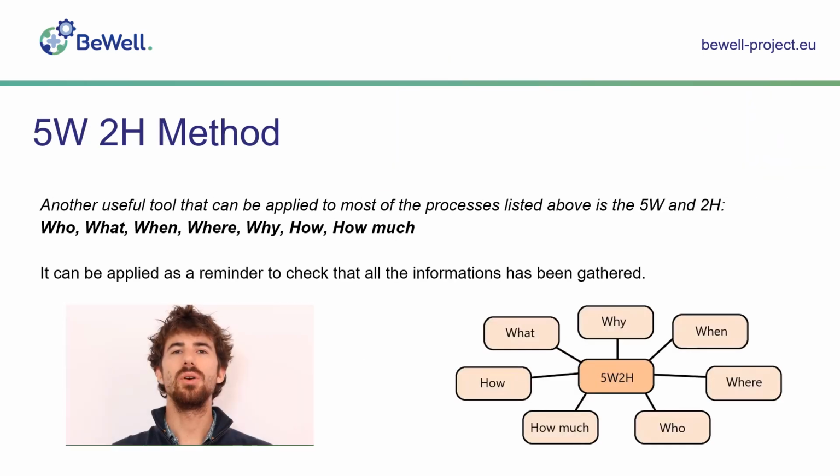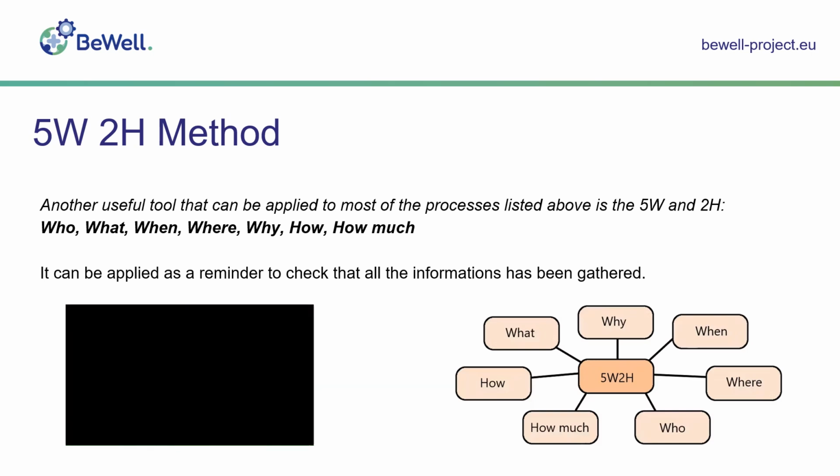The 5W and 2H method is a simple way to make sure that we look at all the aspects of the given problem we are working on. The 5 W's are who, what, where, when, and why. The 2H are how and how much.